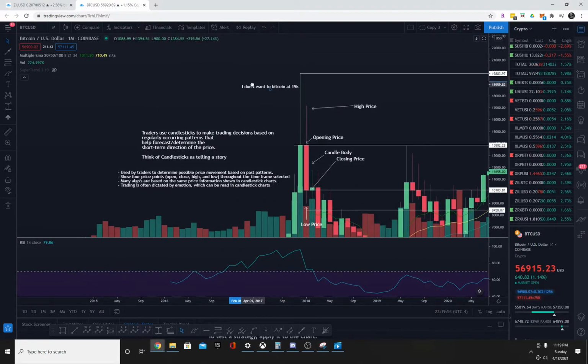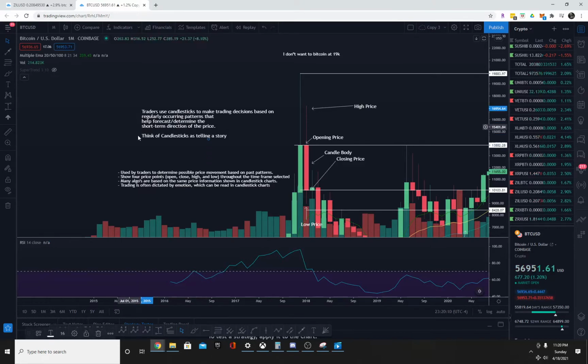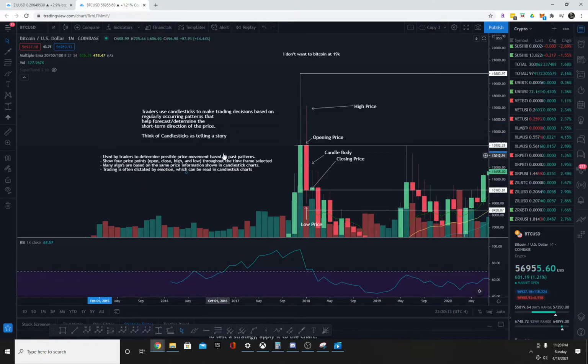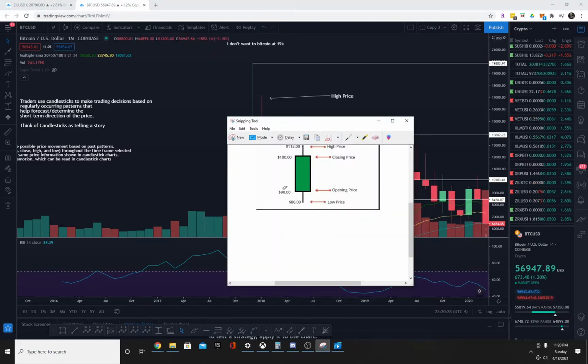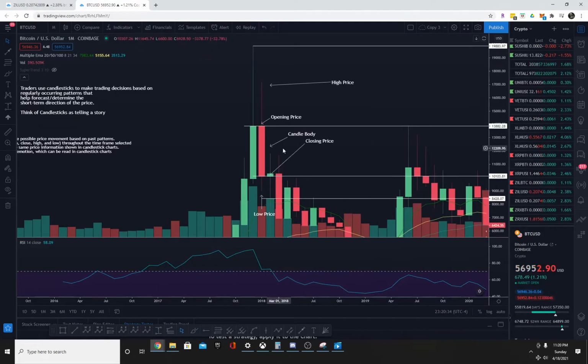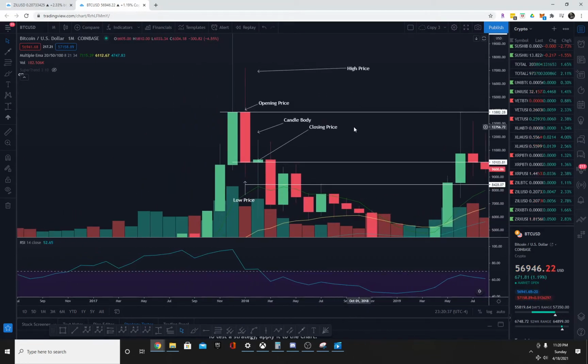So now let's talk more about candlesticks. Traders use candlesticks to make trading decisions based on regularly occurring patterns that help forecast or determine the short-term direction of the price. You can think of candlesticks as telling a story. If it's green, that means the closing price was above the opening price. If it's red, the closing price was below the opening price. So a green candle means it's bullish, it was good. And let's go over the red candle. This is red, a bad or downtrend candle.